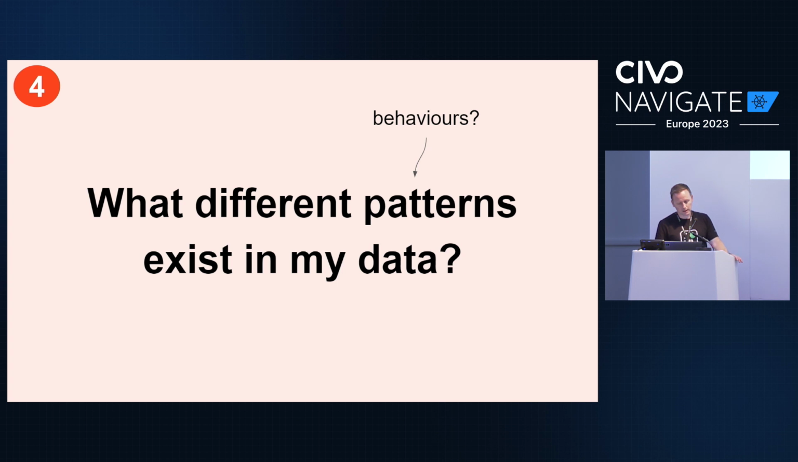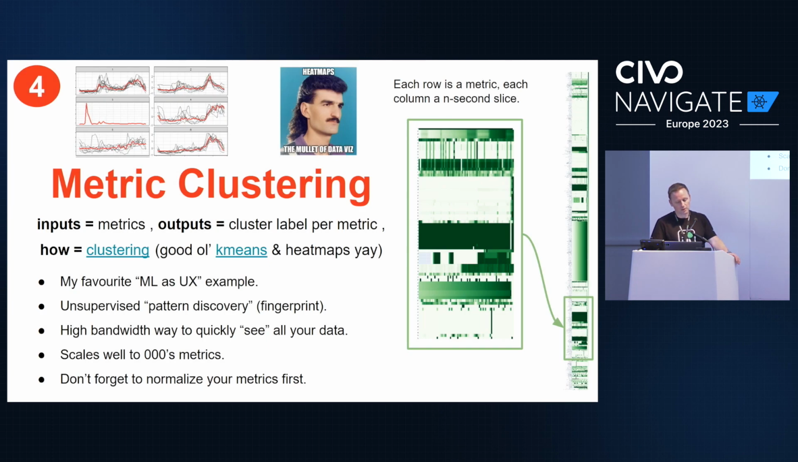Next one is which different patterns exist in my data. This is a good example of the ML as UX stuff I was talking about. We know we have thousands of metrics, and what we really want to know, and what we're trying to do in our head when we're looking through these, is to see which different patterns are in the metrics. Which ones are grouped together, what shape do they have, and which way are they grouped together.